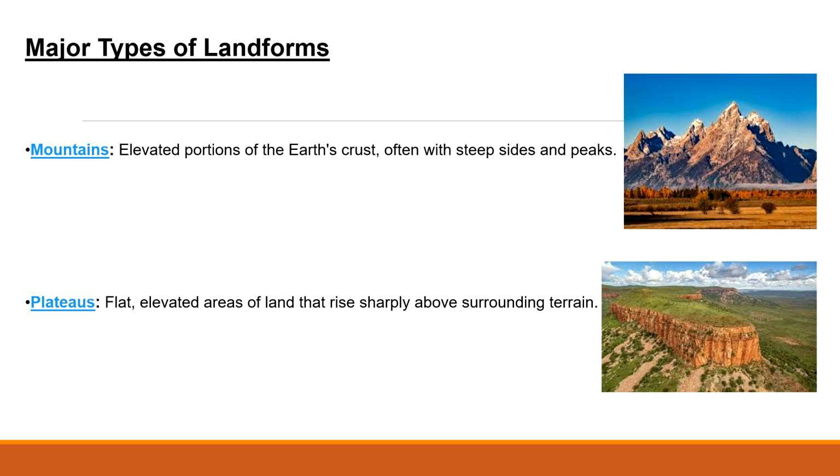So what is the difference between a mountain and a hill? Mountains have steeper sides, and hills have comparatively lower height. Then next are plateaus. They are flat, elevated areas of land that rise sharply above the surrounding terrain. Unlike mountains, they do not have peaks. They have a flat surface on the top.